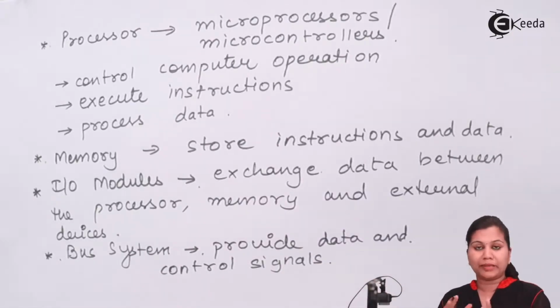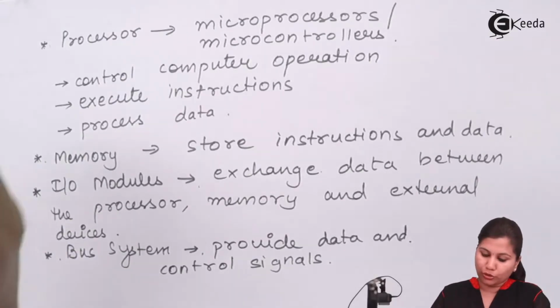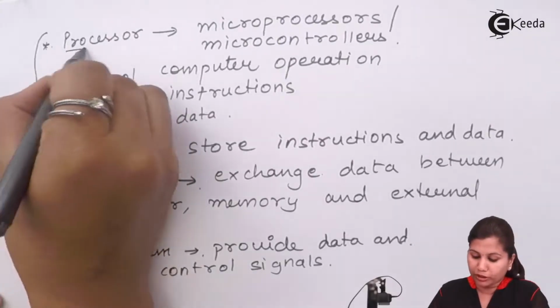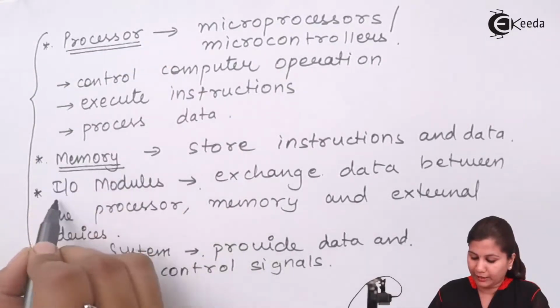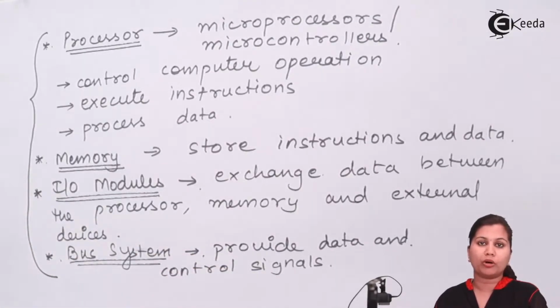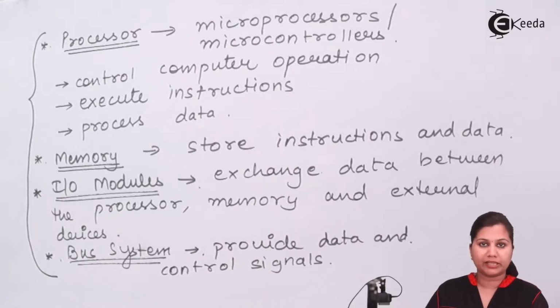So we can say that the basic architecture of the embedded system consists of hardware and software. In hardware, we have the processor, memory, input output system and the bus system. We have discussed the function of these components here: what a processor does, and what memory, input output modules and bus systems perform, or how they work in the system. So this is the basic architecture of an embedded system.